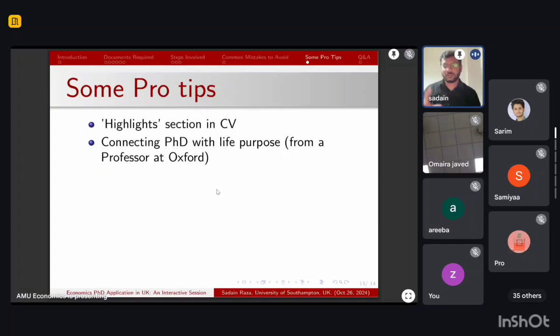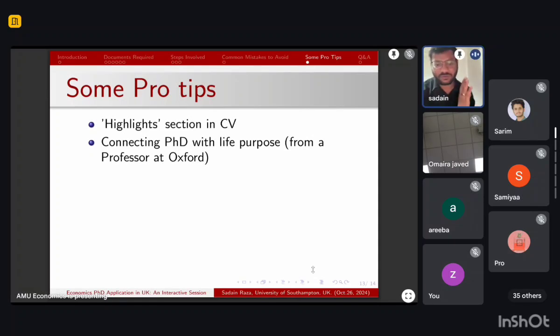So what you can do is write highlights in your CV in the beginning, a brief summary. In the highlights, mention all the important points from your CV that you want to reflect. Maybe you have got good marks on your master's thesis or dissertation, write that. Maybe you have worked on some good projects, write that. So the highlight section should reflect everything that you want to say.